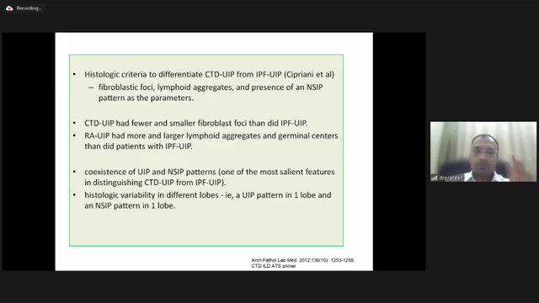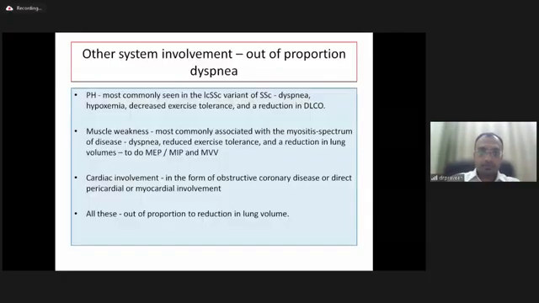If there is a coexistence of UIP and NSIP, and there is histopathological variability, like one lobe has a UIP pattern and another lobe has an NSIP pattern, then think again of a connective tissue disease. You need to look at whether the patient has out of proportion dyspnea, and look for other system involvement. Very, very important.